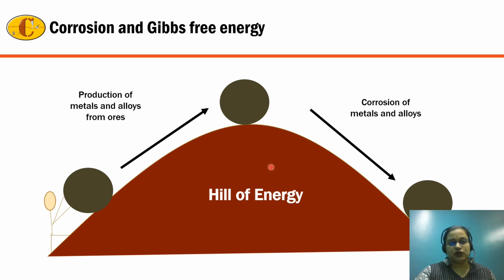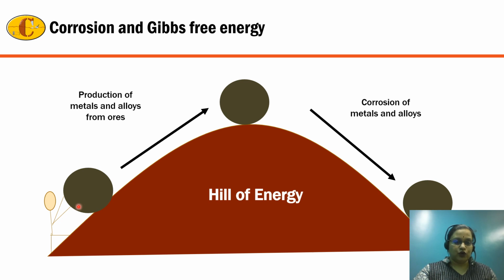Corrosion is basically based on Gibbs free energy. Gibbs free energy is the energy present in a particular metal which determines how active the atoms of that metal or alloy are to interact with its environment. Now we should assume it to be, suppose, this hill of energy. If the metal is present in the form of an ore, then it is in the most stable state and hence it will be at the lowest energy state. So let's assume it to be a ball.